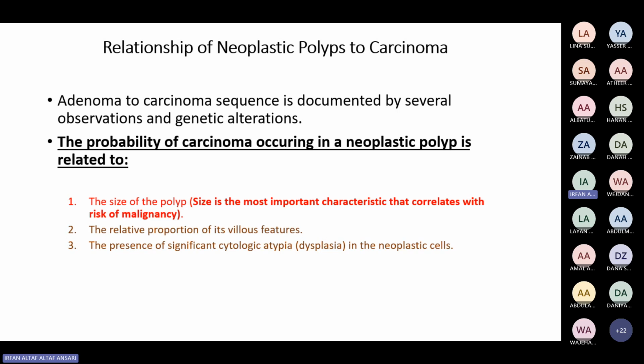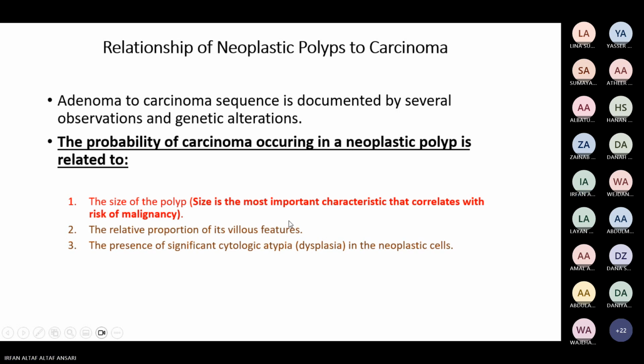size of the polyp. The bigger the size, the higher the chances of development of carcinoma in it. The relationship of the villous feature: more villous architecture, more chances of development of carcinoma. And the presence of atypia or dysplasia: the more severe the dysplasia, the more chances of development of carcinoma. Initially, they used to say the villous feature and the dysplasia are the most important features.